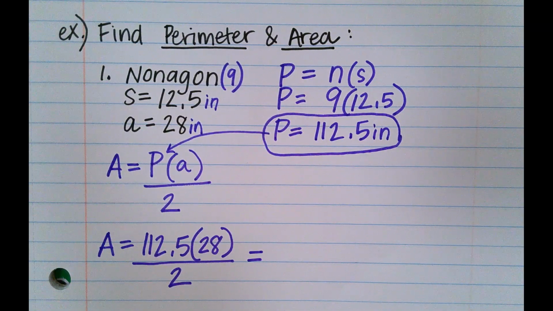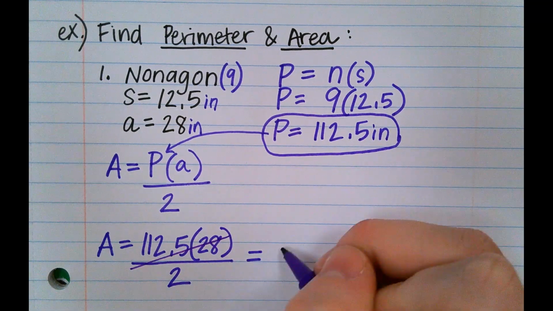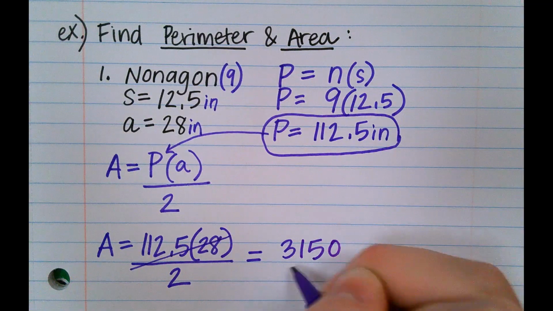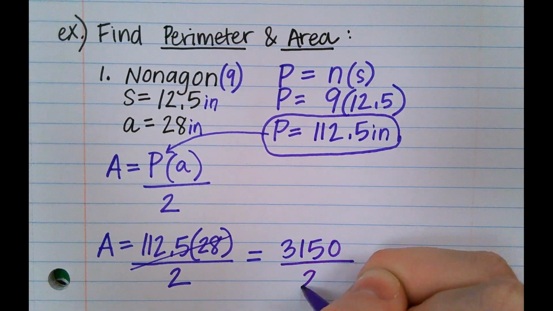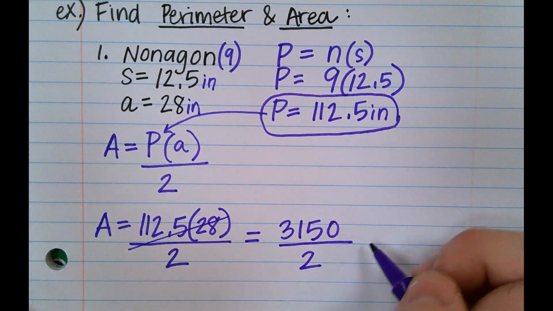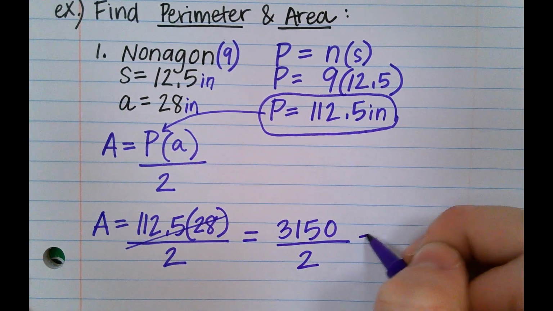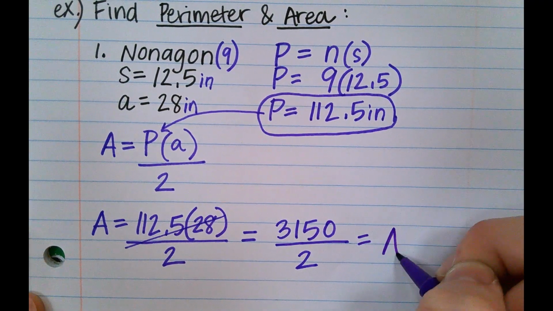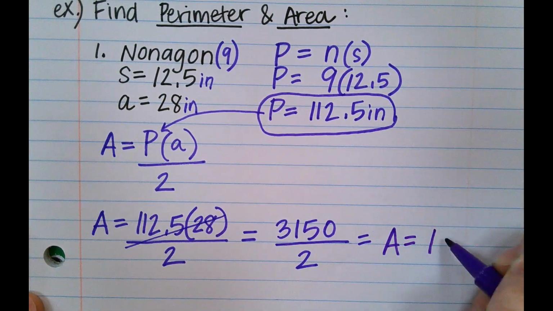About part comes up to 3150. Yes, 112.5 times 28 is 3,150. And we still divide by 2. We get 1575. 1,575 is our area.